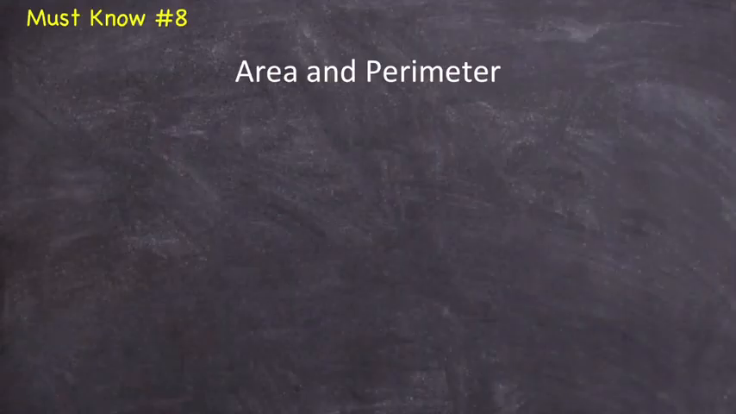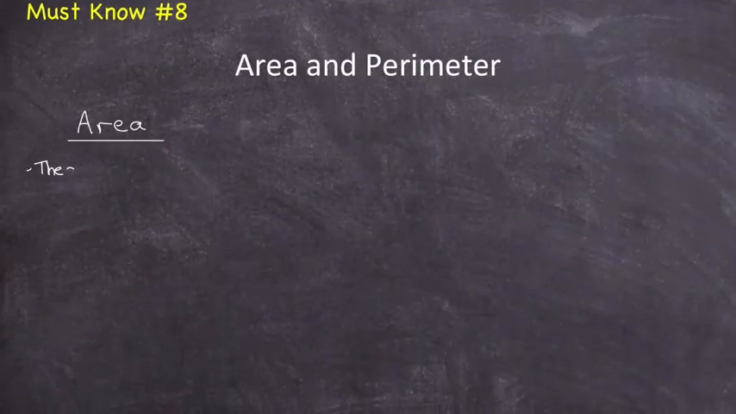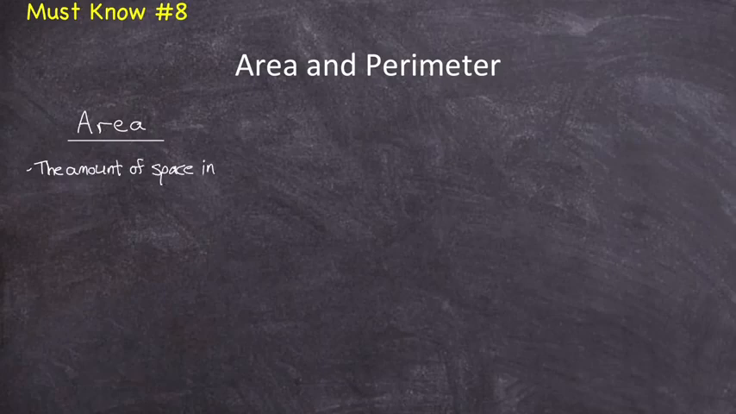Must know number 8, area and perimeter. Let's start by looking at area. Area is simply put just the amount of space inside a 2D shape. And there are different formulas to find the area of different shapes, but let me show you a couple.